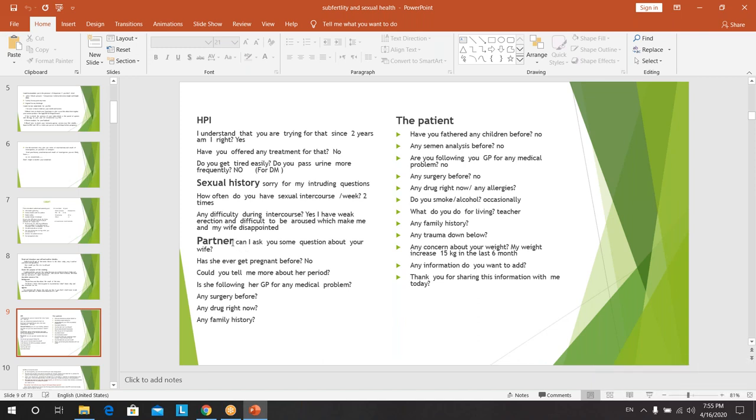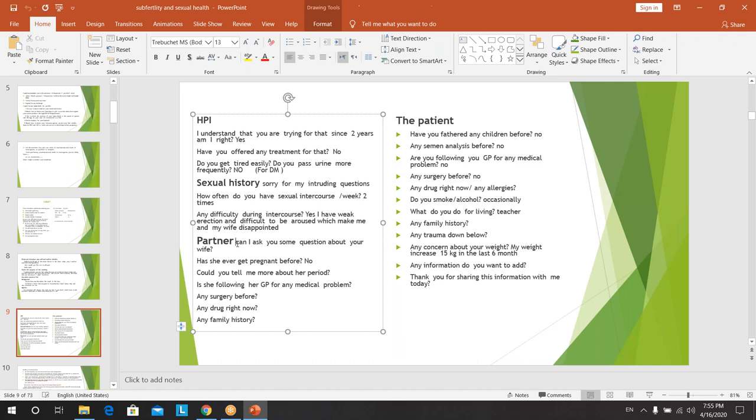Coming to the partner, here you will ask about his partner. Can I ask you some questions about your wife? Has she ever been pregnant before? Could you tell me more about her periods? Cover the partner history. Any surgery, any medication, any family history? Okay, coming to the patient history. Have you had any previous HLD? Did you have any semen analysis before? Dr. Soha mentioned all these points.